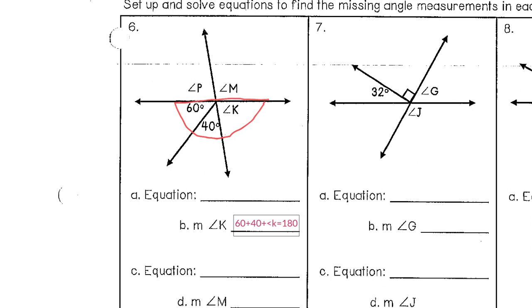So then I'm going to go ahead and say, okay, here's an equation then. If I take 60 and I add 40 and I add K, if I add all these angles together, I get 180. Then I can solve this. Well, I know that 60 plus 40 is 100, so K has to be 80 to make this equal 180. We can also just take 180 and subtract 60 and then subtract 40, and we get that K is 80. So I'm going to put that right here. K, I know, is 80 degrees.